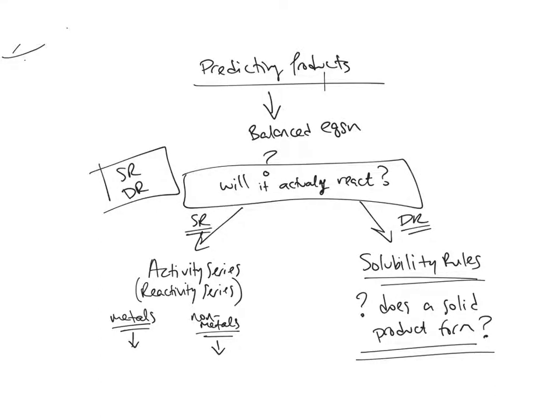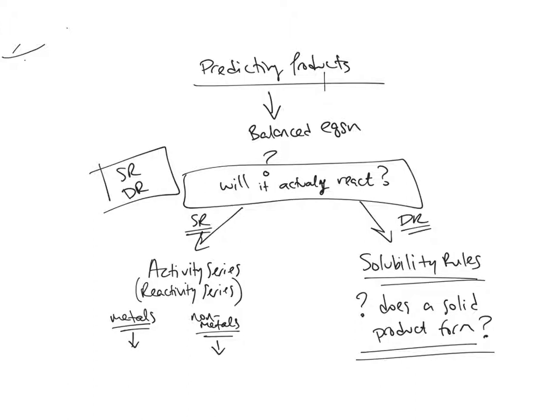Alrighty, so I want to start back at the beginning of class today. I know we kind of had to rush through it, but let's start here. What do we need to do when we're predicting products? Once we get our balanced equation, for single replacement before that, I suppose, we need to decide: will that reaction actually take place? Just because we can write it on paper doesn't mean it will necessarily happen.